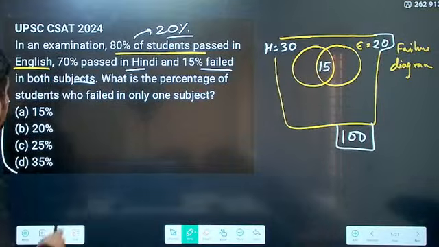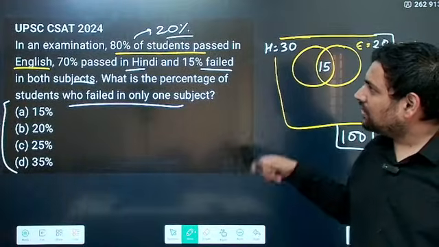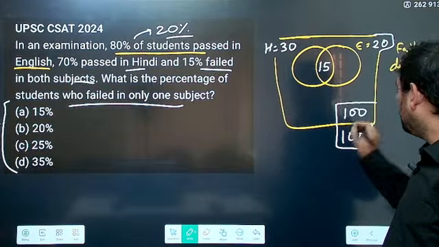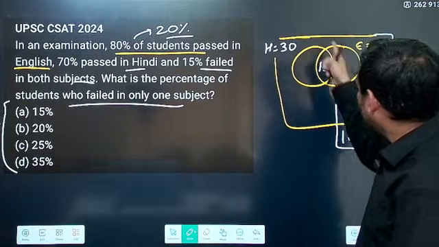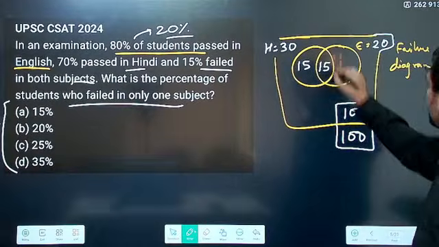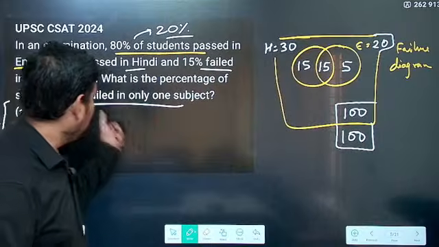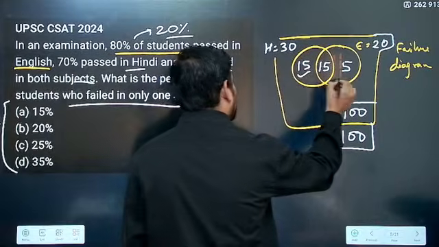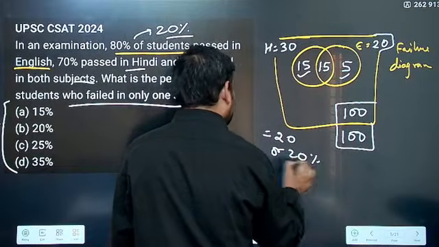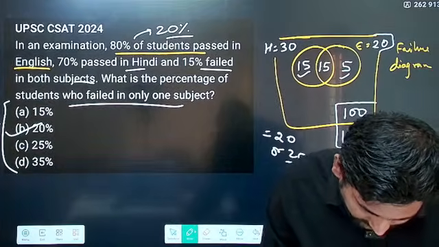Then what is the percentage of students who failed in only one subject? Fairly easy, correct? There are no students who have not given the exam. So this is 100. Now, if this whole is 30 and this is 15, then this is also 15. If this whole is 20 and this is 15, this is 5. Now, the number of students who failed in only one subject is this and this, which is 15 plus 5, equal to 20, or in other words 20%. So the answer becomes B, 20%. Yes, Dheeraj, correct. Yes, Shweta, correct.